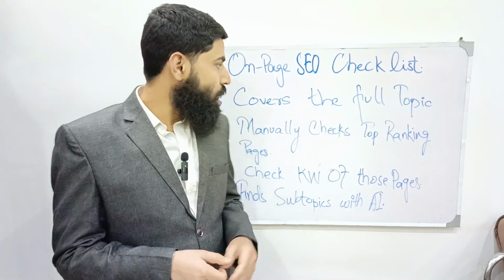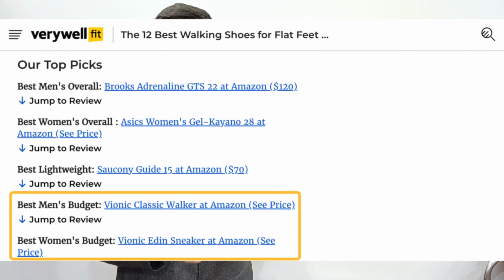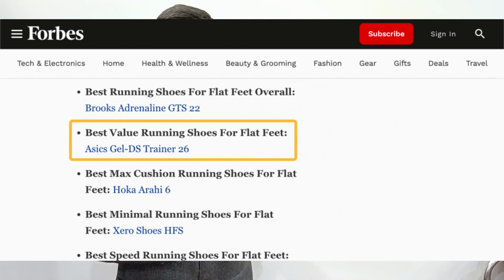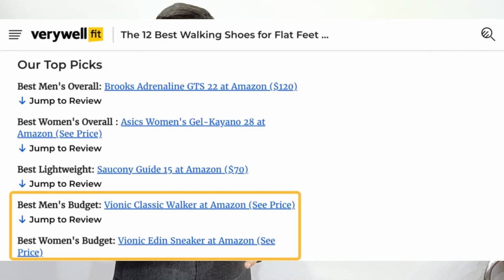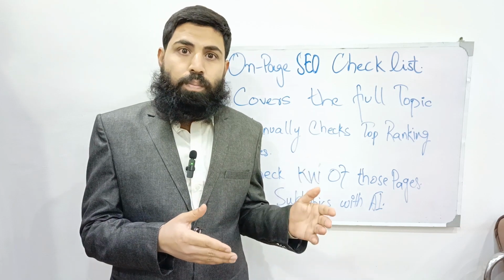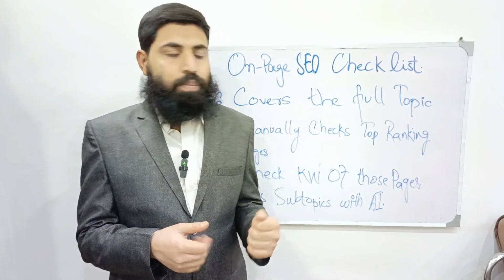It's very simple. First, you have to manually check the top ranking pages. Your competitors might have written something about that. You can visit their website and check what they have covered in their content. You can add more detail and can rank higher.